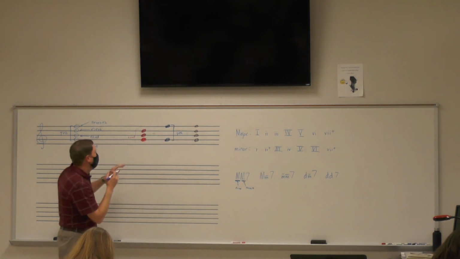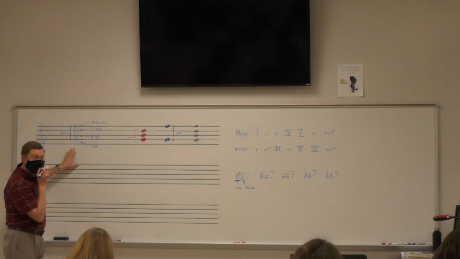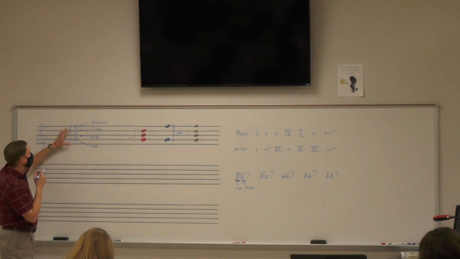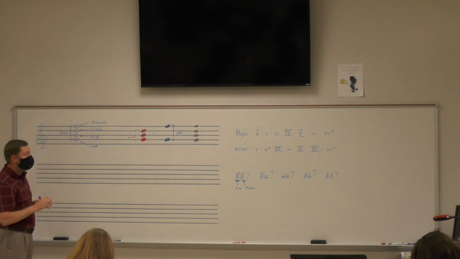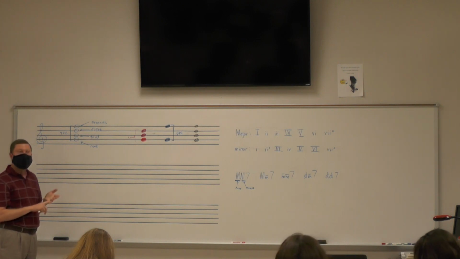So let's put that into terms over here. Let's label this seventh chord appropriately as one of those 5 types. What kind of triad do I have on the bottom 3 notes? G, B, D. Is that major, minor, augmented, or diminished?